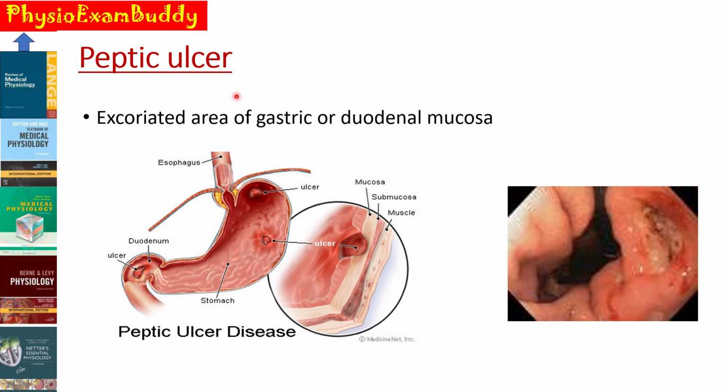So what's your provisional diagnosis? If it is epigastric pain related to food as well as antacids, the most probable diagnosis is peptic ulcer. So what does this peptic ulcer mean? It is an excoriated area of the gastric or duodenal mucosa.